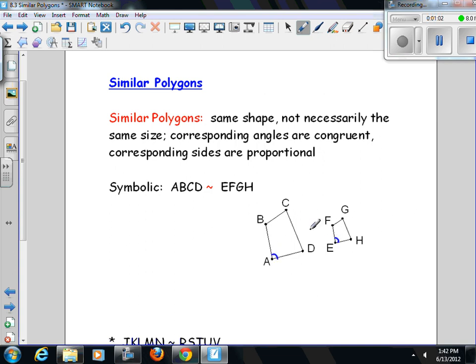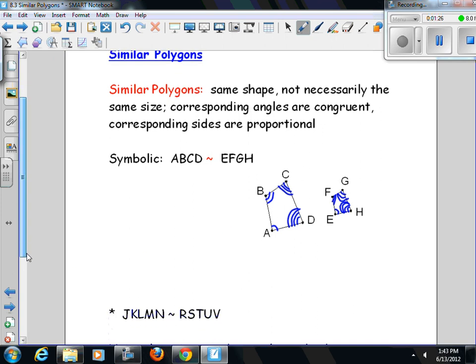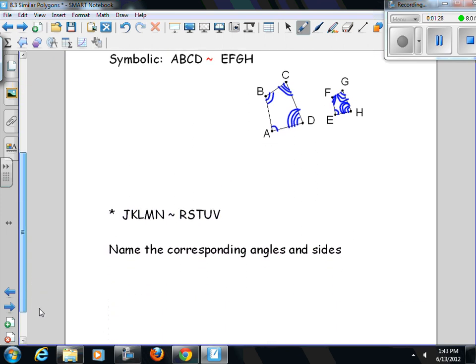Angle A is equal to angle E. Angle B is equal to angle F. Angle C is equal to angle G. And angle D is equal to angle H. And we're going to see how this works in this next figure.